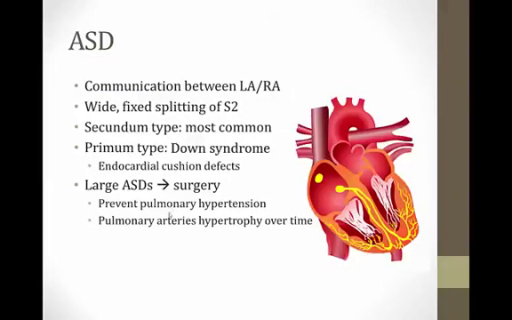ASDs are communications between the LA and the RA, and the classic finding of an ASD is a wide fixed split of the S2. The most common type is a secundum type, which occurs right here, sort of in the middle of the intraatrial septum. However, another type that you should know about is called primum, and this is associated with Down syndrome.